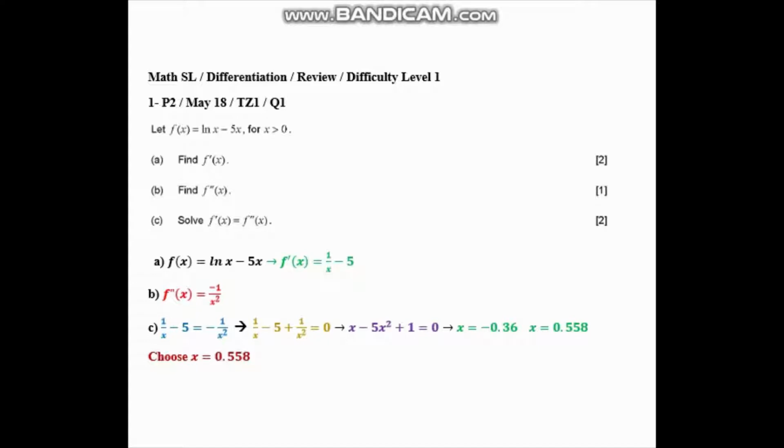So, question 1 came in paper 2, May 2018, time zone 1, question 1. Kindly take a minute, attempt to solve, and the answer shall follow through shortly. So, you are given the function ln x minus 5x, and you are asked to find f dash of x in question A, so this is simple differentiation. And the answer is 1 over x minus 5.